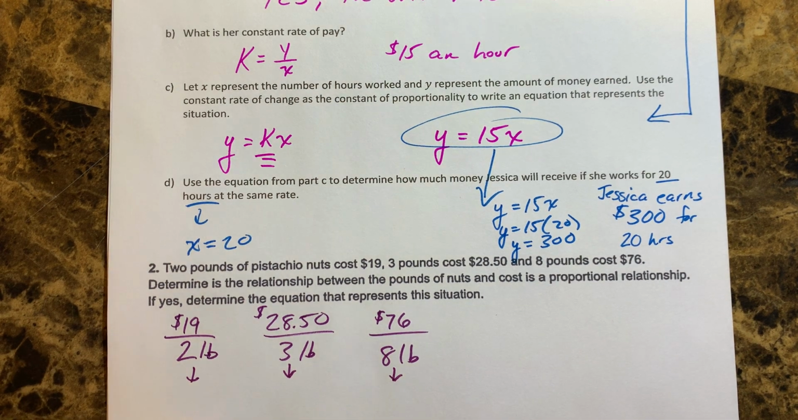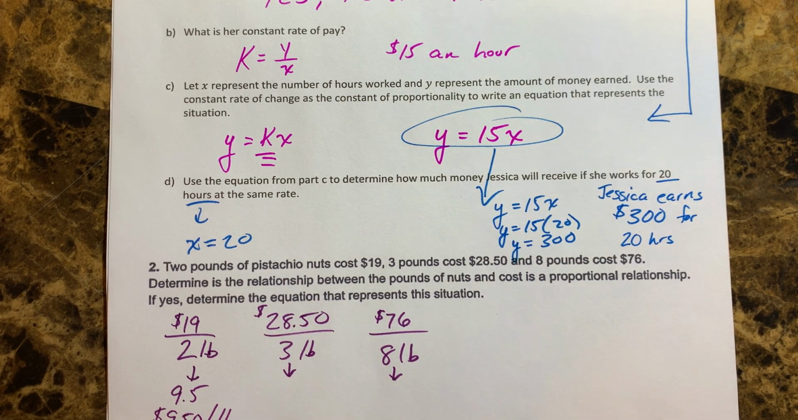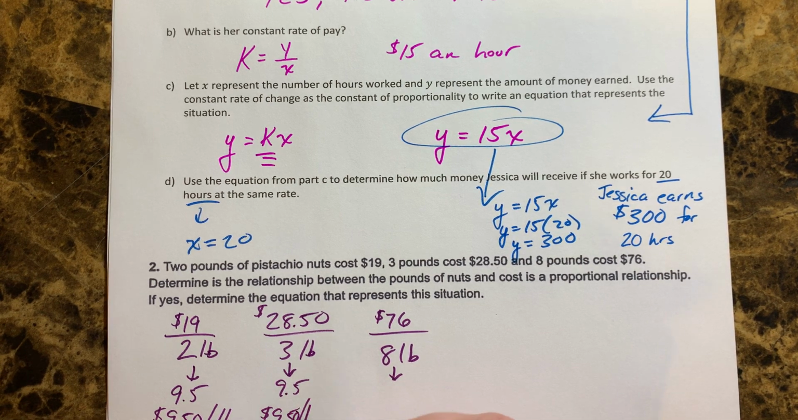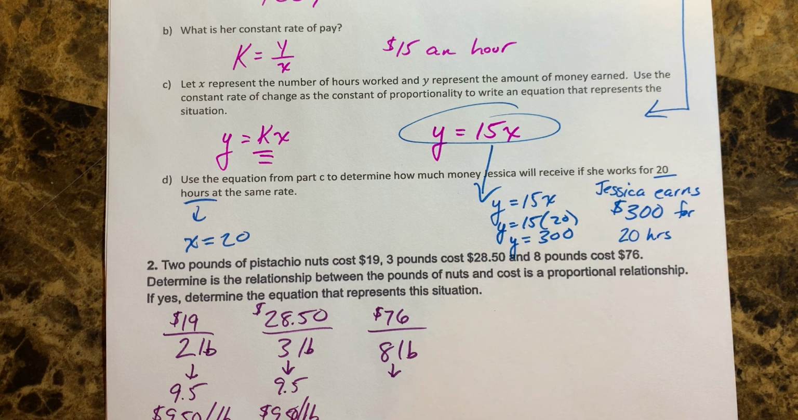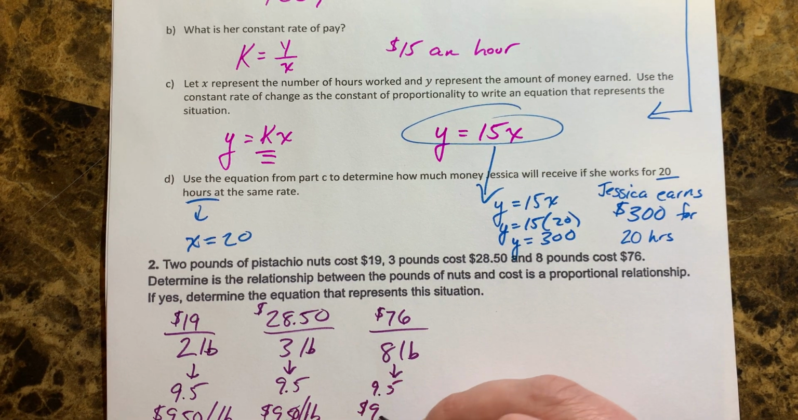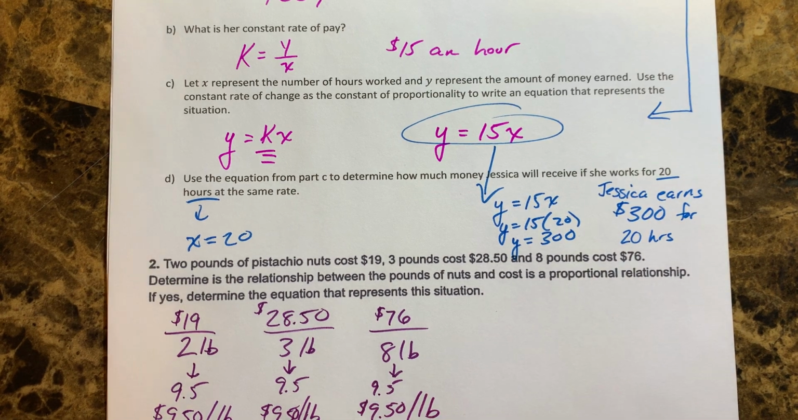If they are the same, great, we can do the follow-up question because they were proportional. If they are not the same, we can't do the follow-up question. So 19 divided by 2 gives us 9.5, or $9.50 per pound. If we do $28.50 divided by 3, we also get 9.5, or $9.50 a pound. If that happens again, we're good to go. 76 divided by 8 is 9.5, or in this case, because it's money, $9.50 a pound.